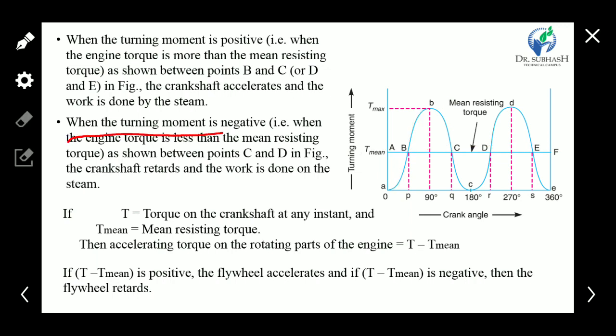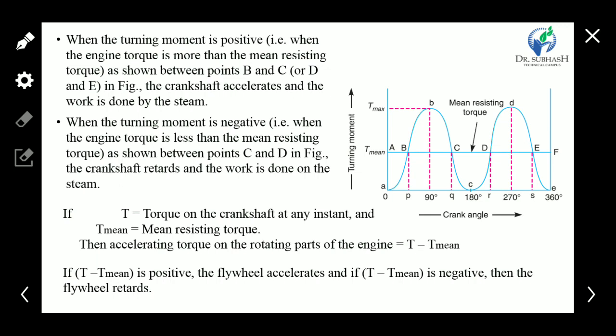Now when the turning moment is negative, then what happens? As shown between points C and D, here the turning moment is negative. The crankshaft retards and work is done on the system. So during CD, the crankshaft retards, its speed is reduced, and work is done on the steam.